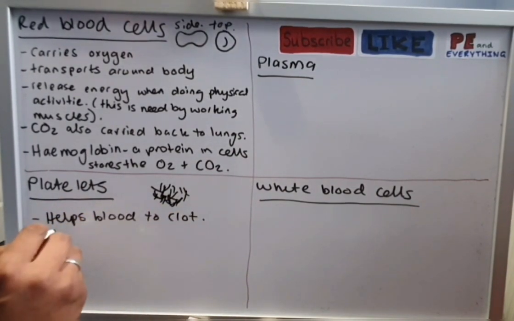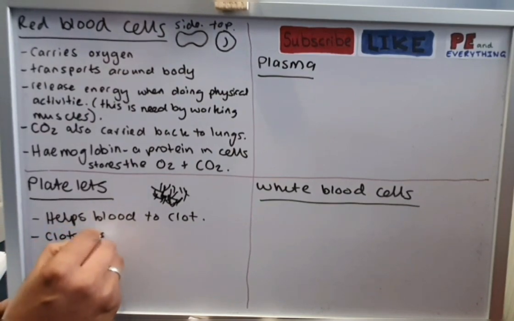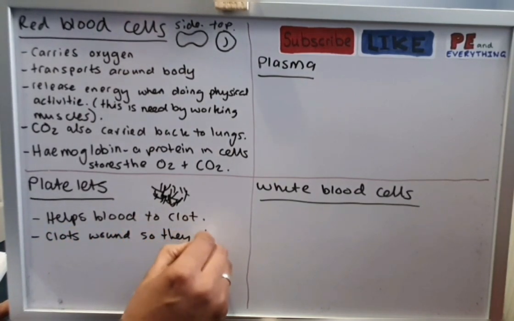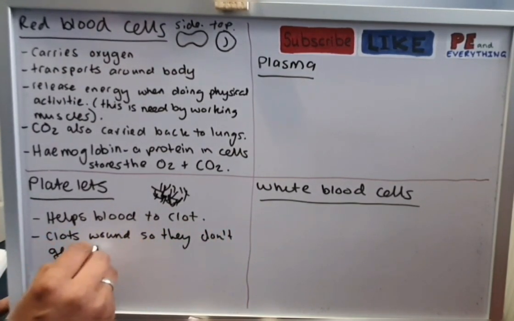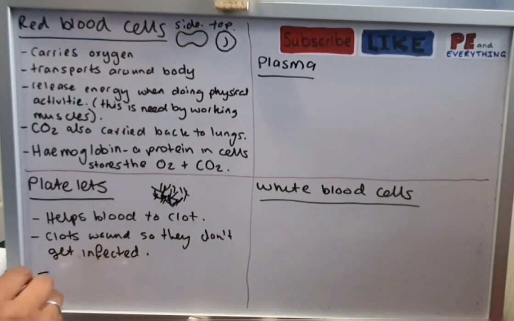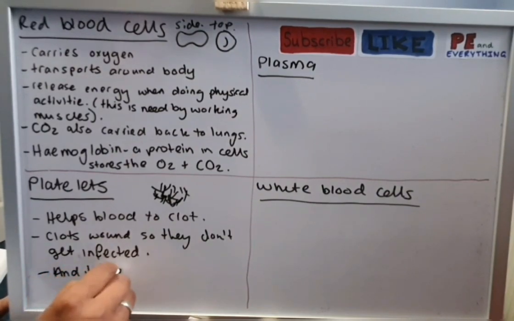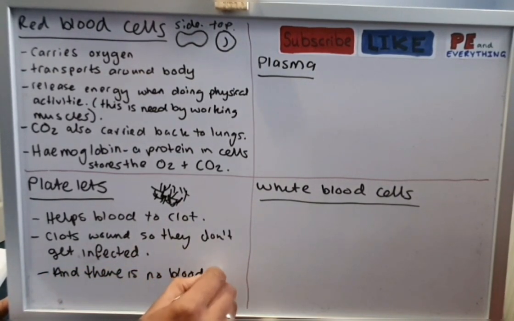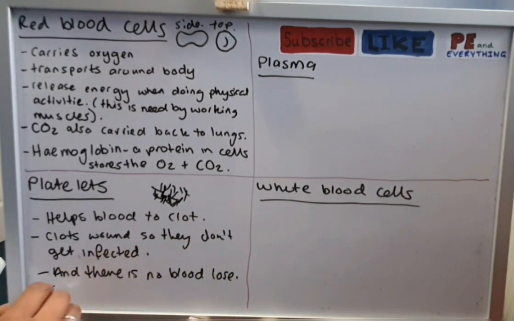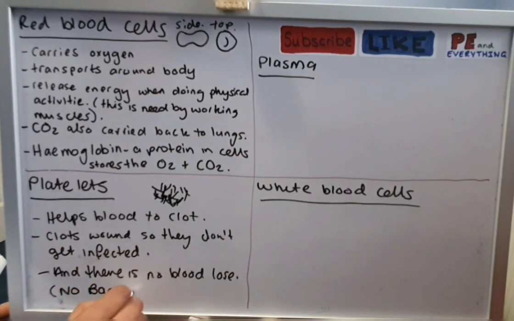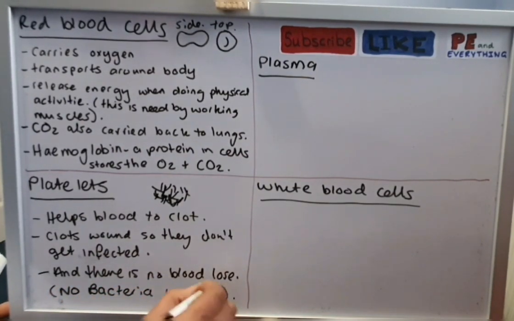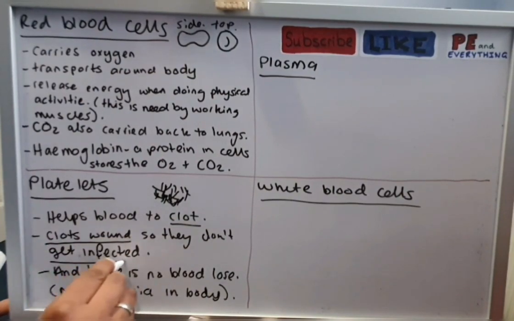Scattered. So platelets help blood to clot. The platelets are alerted when there is a cut, and they will clot the cut to prevent any infections or the loss of blood. Also, it stops bacteria from entering our bodies.